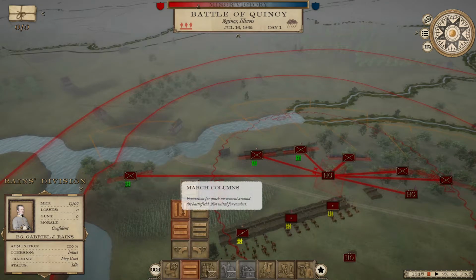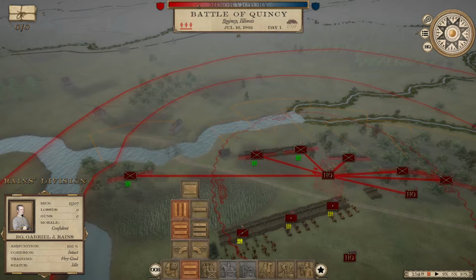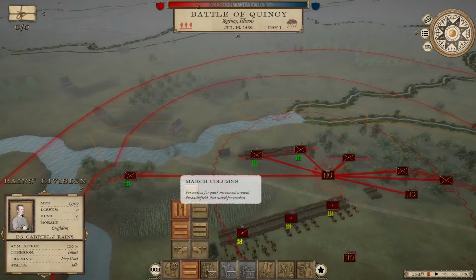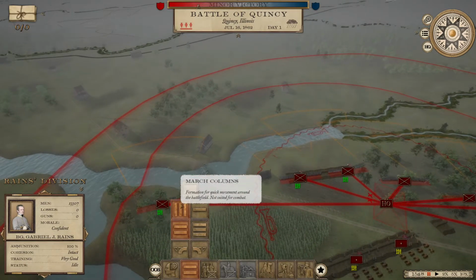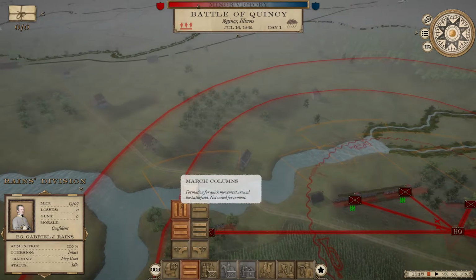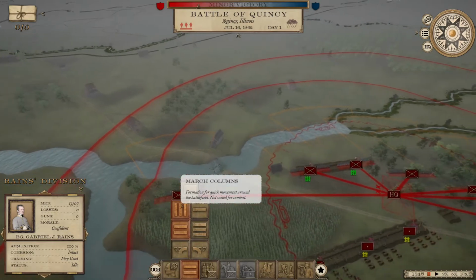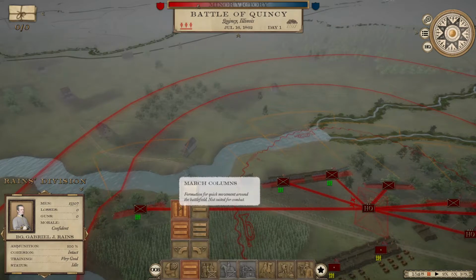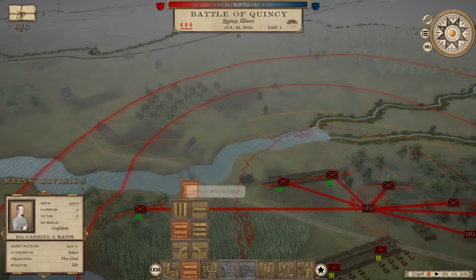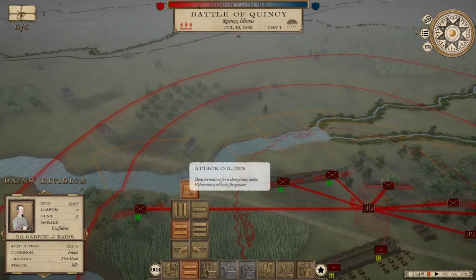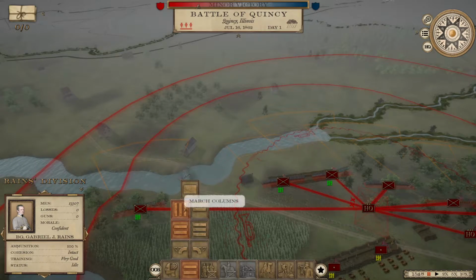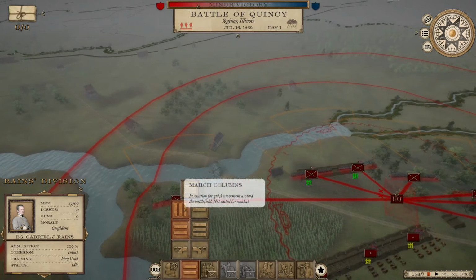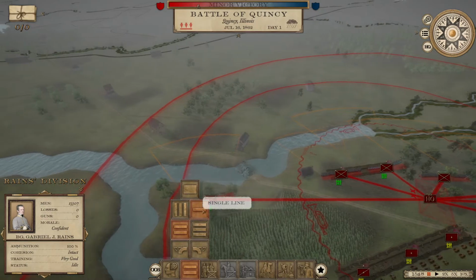If I know I'm going to be moving the force long distances, I've gotten in the habit where I will start to put them into march columns so that I think they march quicker, and they use up less stamina. They're less tired when they arrive wherever they want to be. And for me, being very, very basic in this game, it's pretty much either march column or single line.